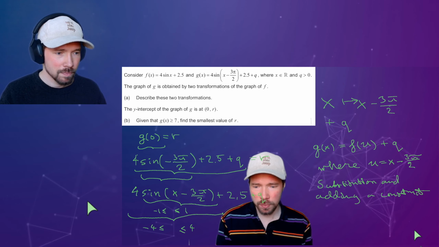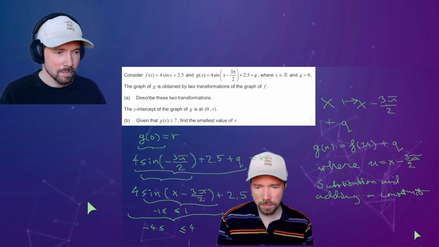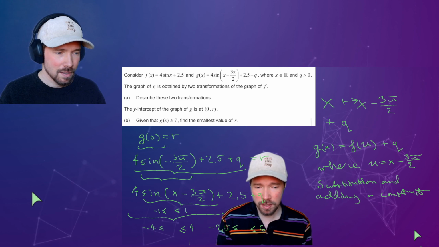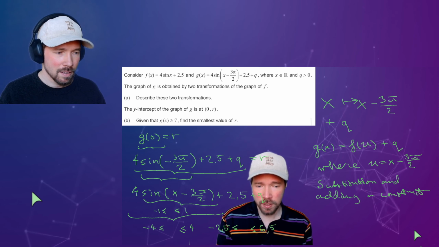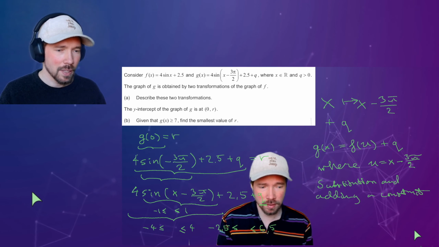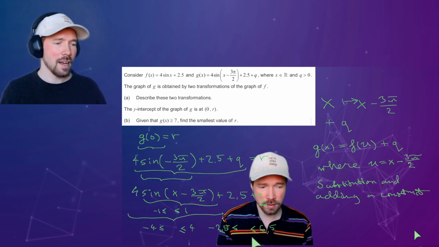When we add 2.5 to it, it becomes minus 2.5. Okay, here. So I am writing this. So, okay, let's continue watching what is happening, in fact. Between minus 2.5 and 6.5. And we still add q to it, then we get that. So I'm claiming now that since this is between minus 4 and 4, then when we add 2.5, it's going to be between minus 2.5 and 6.5.